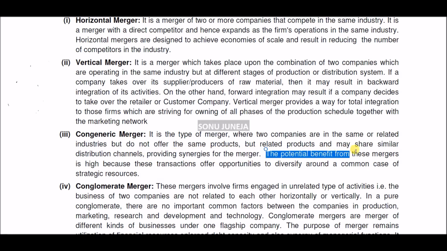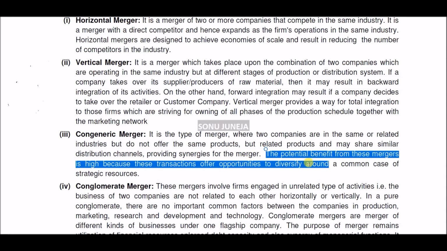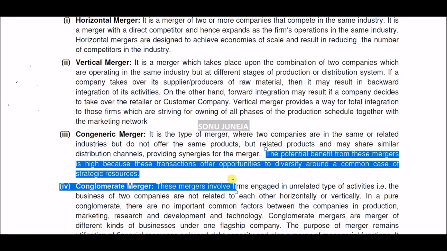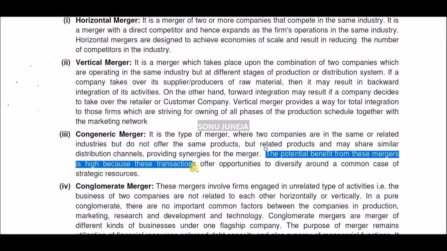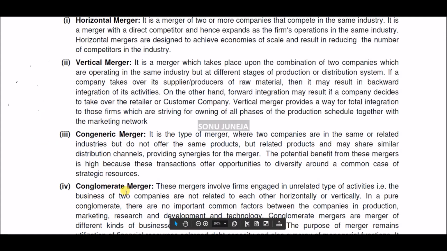Now the potential benefit from these mergers is high because these transactions offer opportunity to diversify around a common case of strategic resources. So these are for similar.